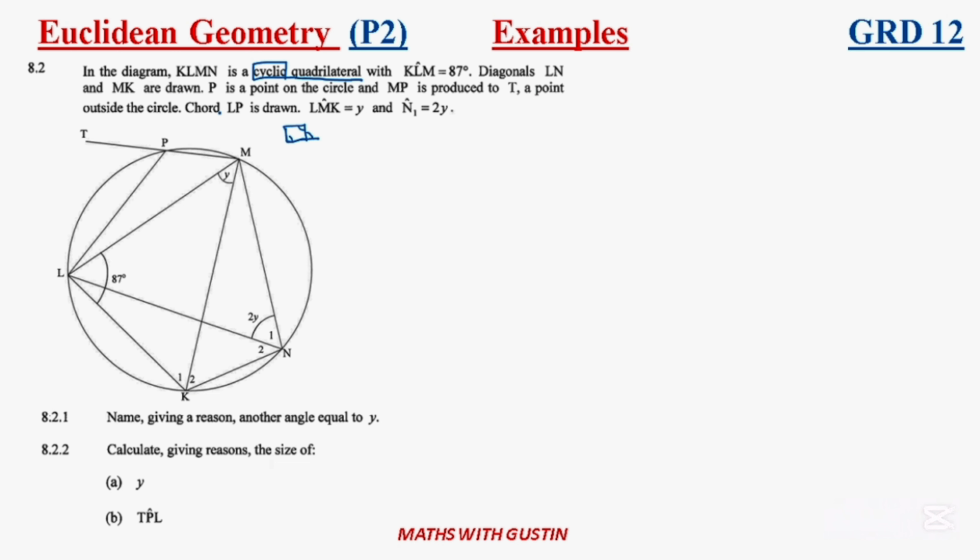We see we've got a chord. LP is drawn. Where's LP? LP is there, drawn. Then they give us angle M, and they also give us angle N1. Okay, great stuff. So now they are saying here 8.2.1, name and give a reason for another angle that is equal to Y. So how many angles are equal to Y? Let's have a look here. They just said another angle, so maybe it's one angle the way I see it.